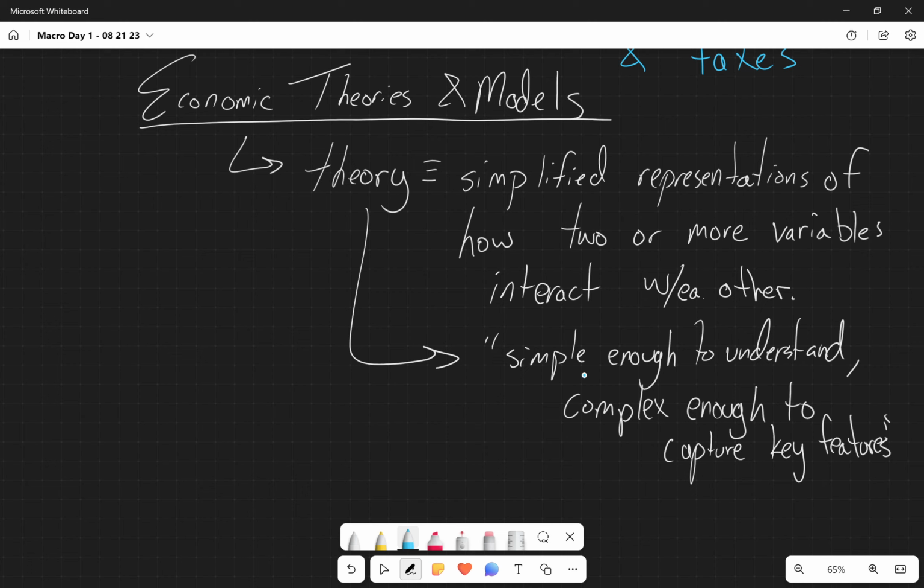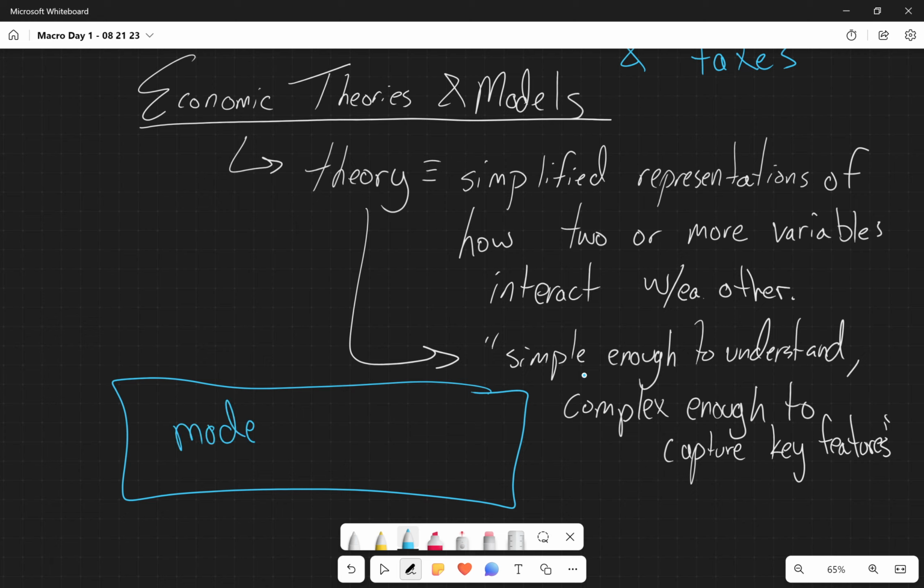However, for this course, when I talk about models, I'm talking essentially about theories. So we can use these terms interchangeably, and the book uses them interchangeably as well. So we are not going to differentiate between a model and a theory. We're just going to say that they're the same thing.